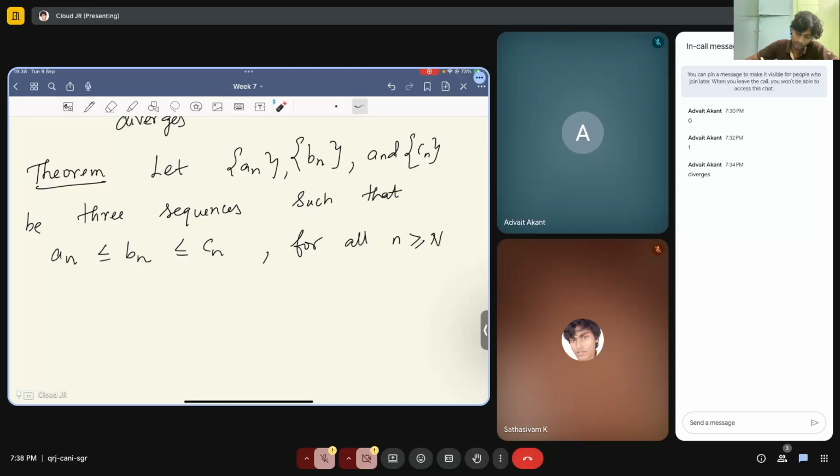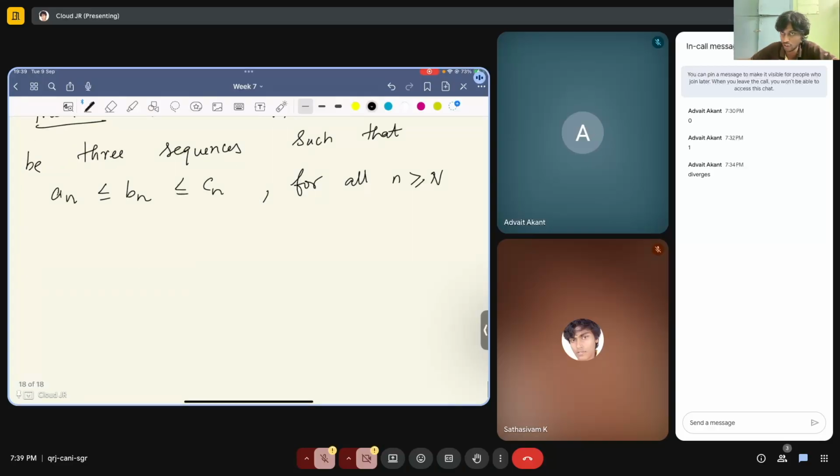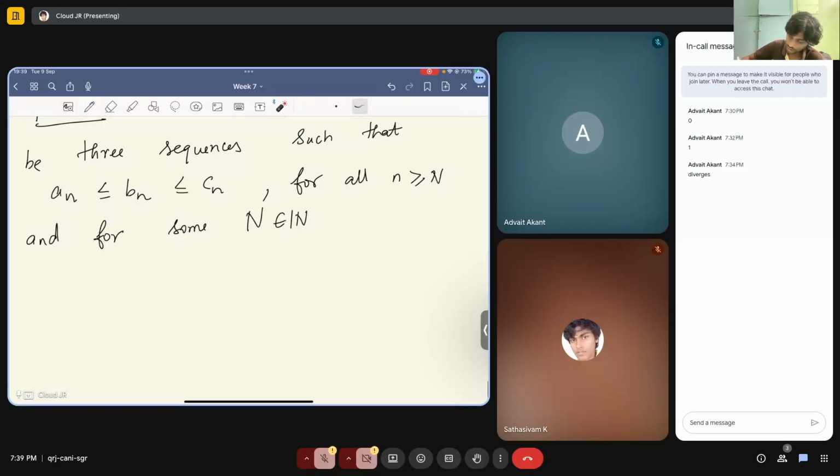That is all that matters when you want to look at convergence, because the first few terms really don't matter. And when I say few, it can be however large. It can be a trillion, it can be 100 trillion. Doesn't matter, because any number is a finite number. So for some N, what I'm trying to say is there exists a natural number N such that after that natural number, you have this kind of setup.